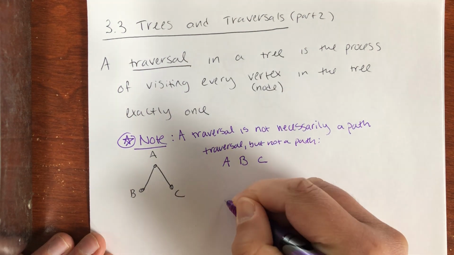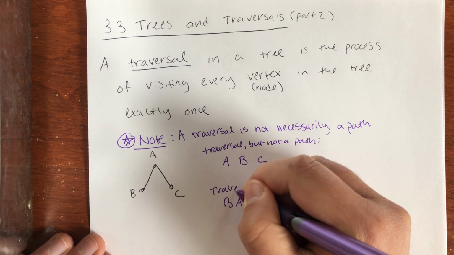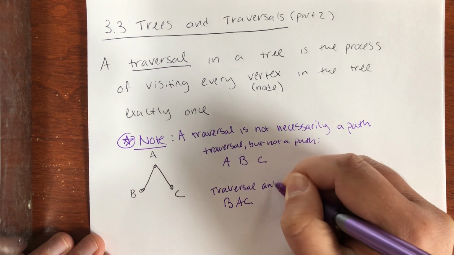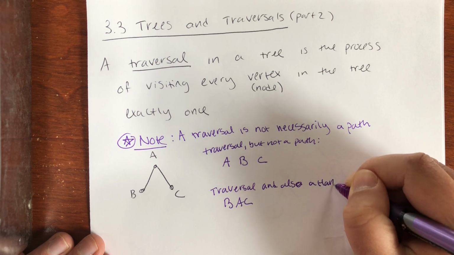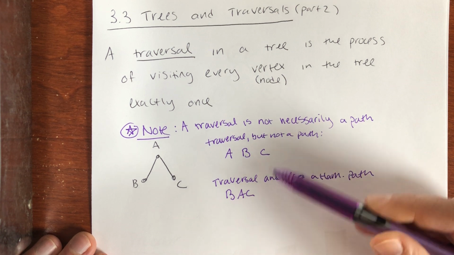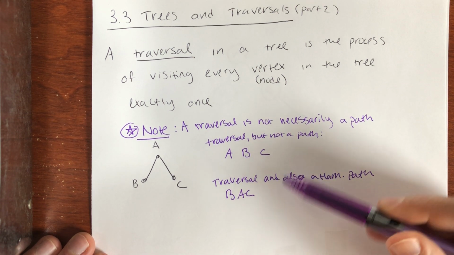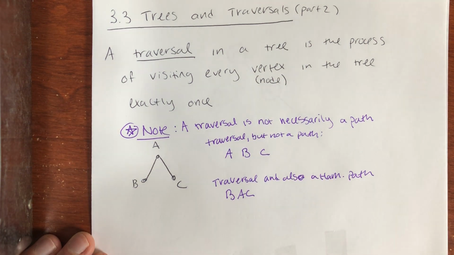As opposed to something like BAC, which is a traversal and also happens to be a Hamiltonian path. But keep in mind, both times we're visiting every vertex exactly once. It's just that with a traversal, we don't necessarily have to travel along edges.